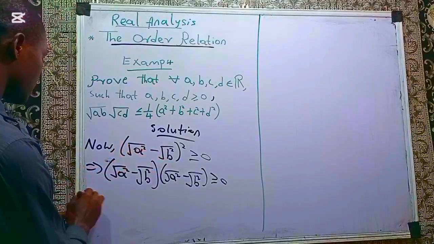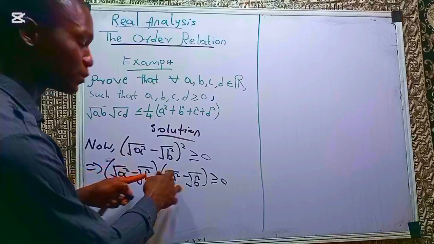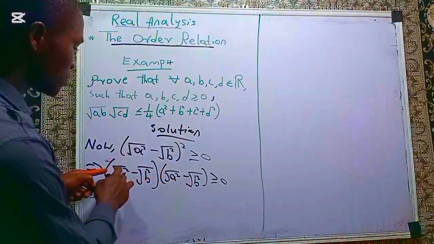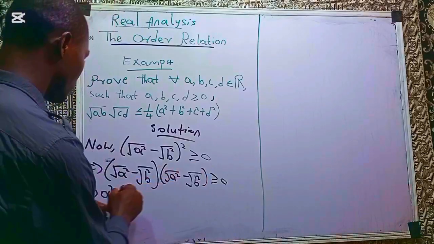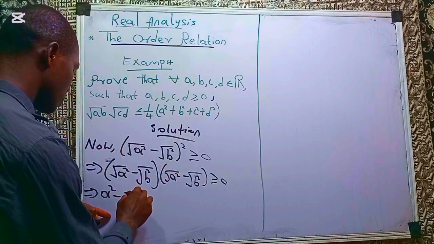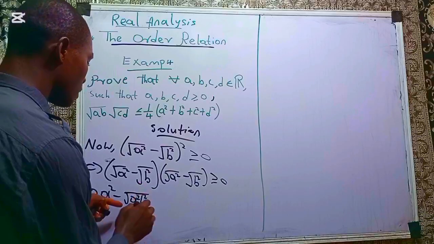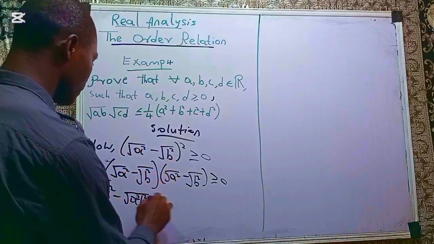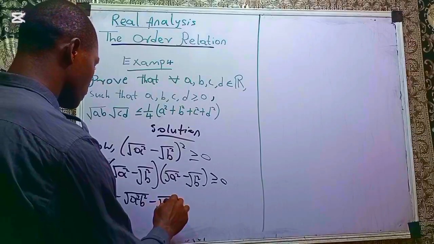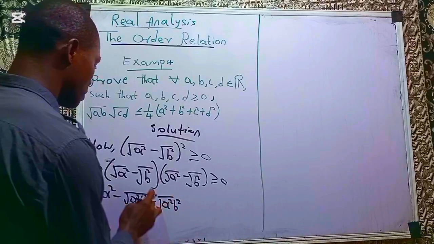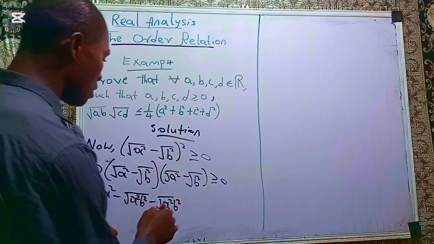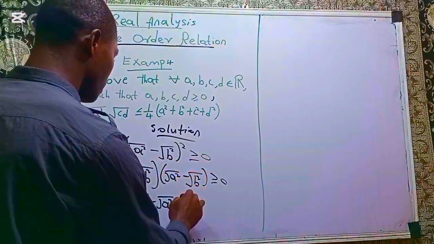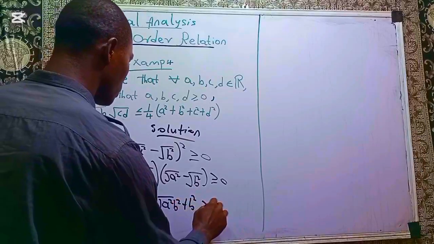So this implies, let's just multiply. The square root of a squared multiplied by the square root of a squared will give you a squared. The positive square root of a squared multiplied by the negative square root of b squared will give you negative square root of a squared b squared. Then the negative square root of b squared multiplied by the positive square root of a squared will give you negative square root of a squared b squared. The negative square root of b squared multiplied by the negative square root of b squared will give positive b squared, greater than or equal to 0.